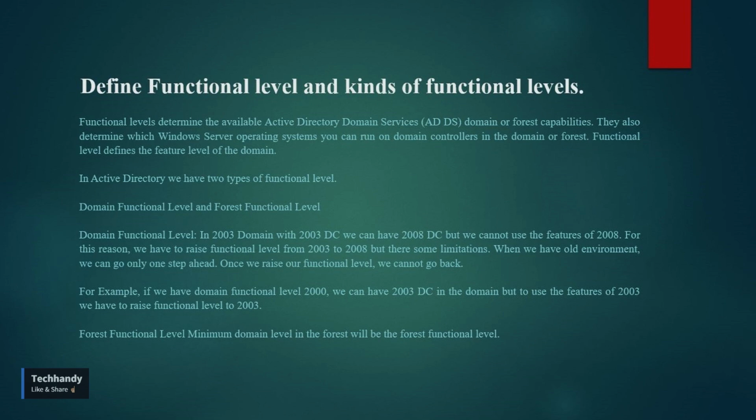For example, if we have domain functional level 2000, we can have a 2003 DC in the domain, but to use the features of 2003 we have to raise the functional level to 2003. For forest functional level, the minimum domain level in the forest will be the forest functional level.